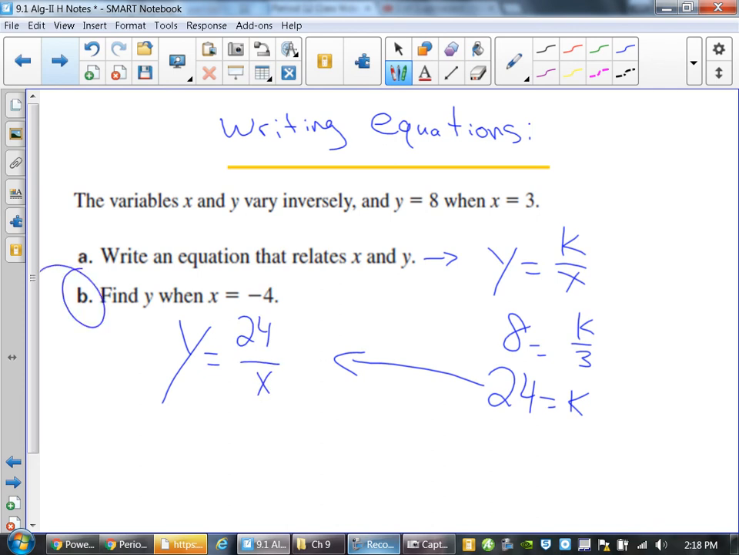So in part B, find y when x is negative 4, utilizing what you just solved as your constant of variation. So if your constant of variation is 24, what's y when x is negative 4? Negative 6. When you substitute negative 4 in for x, you just divide out.